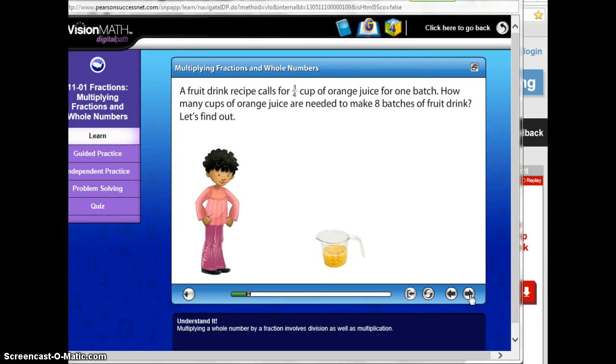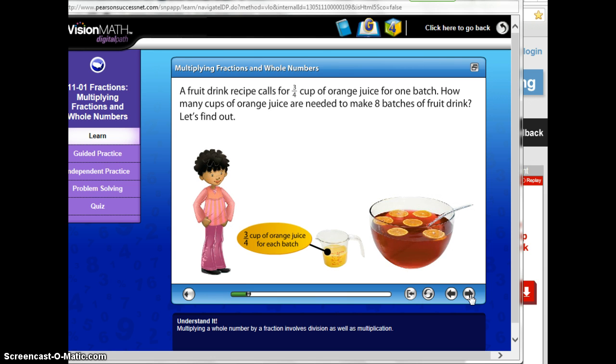So our first question to get us started thinking about this is, we have a drink recipe, and it needs 3/4 of a cup of orange juice for every batch that we make. But we're going to make 8 batches. Okay? So how do we do this? How do we figure this out?